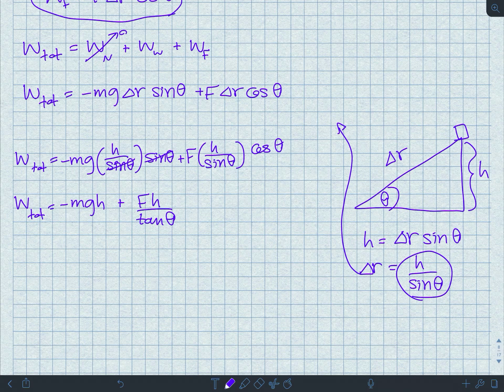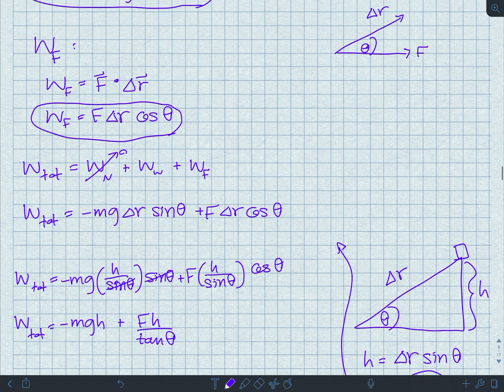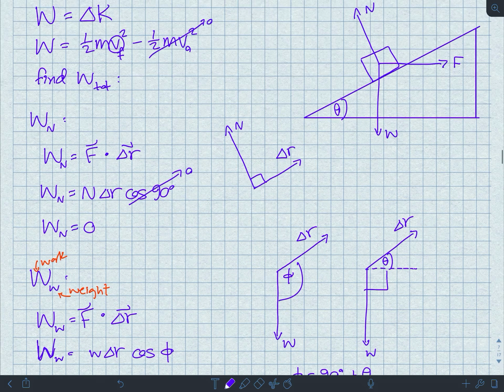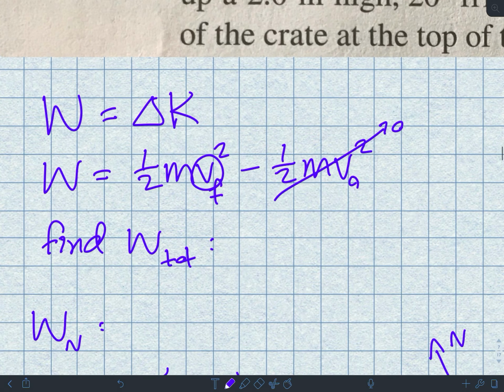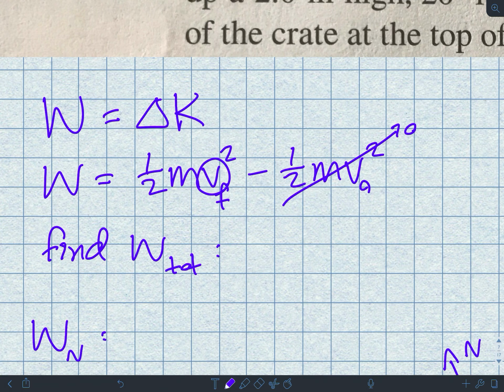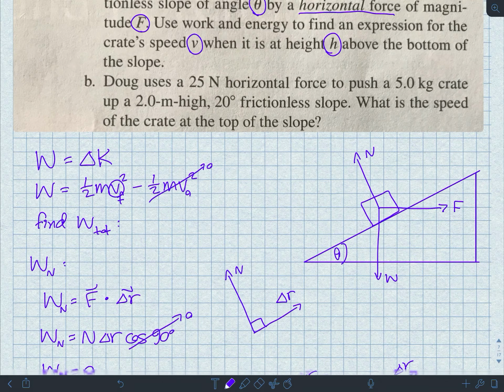And we need to find, okay, all of these are givens. h is a given, F is a given, theta is a given. All of this is known. So now we're ready to go back up to our expression up here. Remember how we were trying to find what that total work was so that we could put it into the work kinetic energy theorem. We can find that final velocity by knowing this total work. So let's go back and put it into that expression.